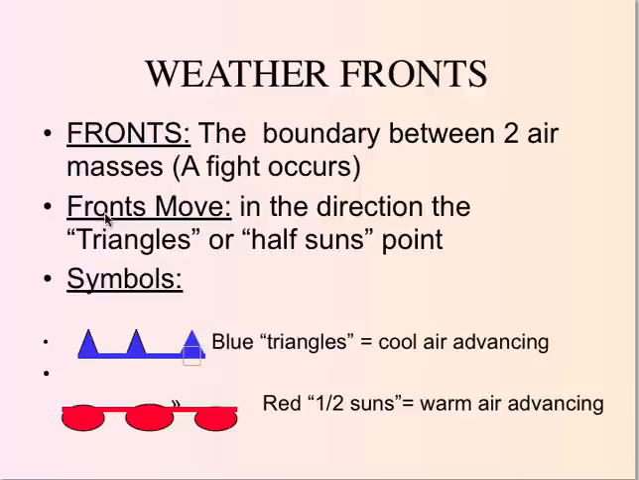And remember, weather fronts always move on a weather map in the directions the triangles or half suns point. So you see these triangles here. They happen to be blue on a colored weather map. They're pointing this direction, which means the front is moving that direction, or cold air is moving this way. And the red half suns means the warm front is moving towards the bottom of the screen, and the red warm air is advancing that way.